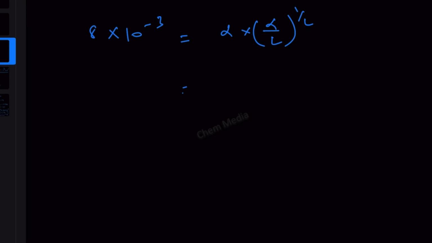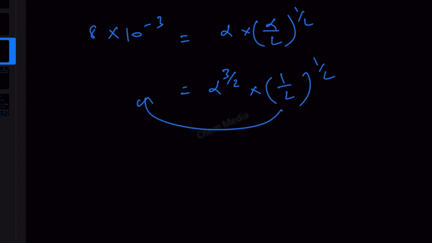So therefore, we can write this one as alpha to the power 3 by 2 times 1 by 2 to the whole power 1 by 2. So when we send this across, it would become square root of 2. So therefore, 2 to the power 1 by 2 times, I am writing 8 as 2 to the power 3, and then times 10 to the power minus 3, and that is equal to alpha to the power 3 by 2. Now we have to find alpha.